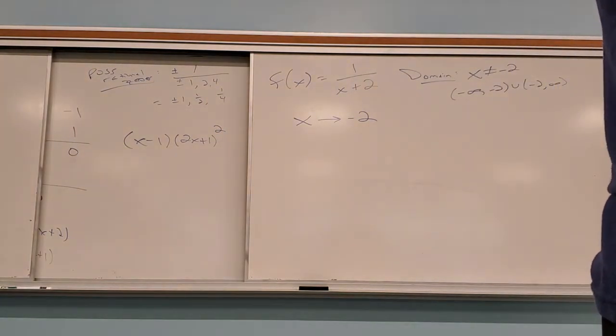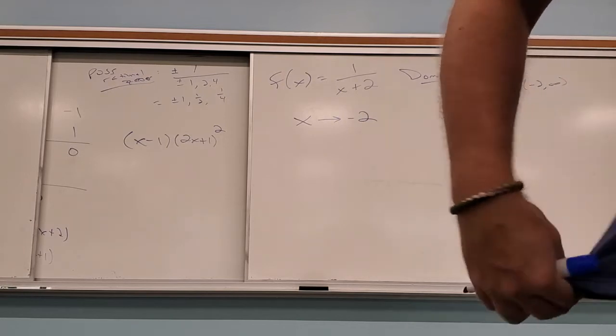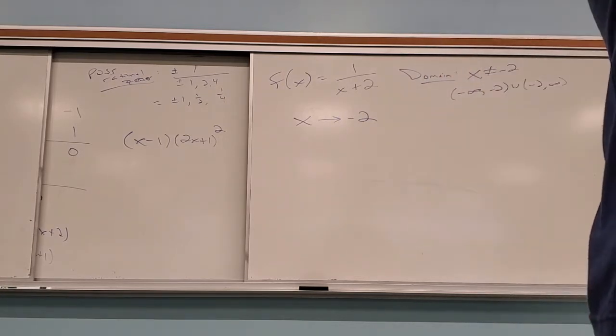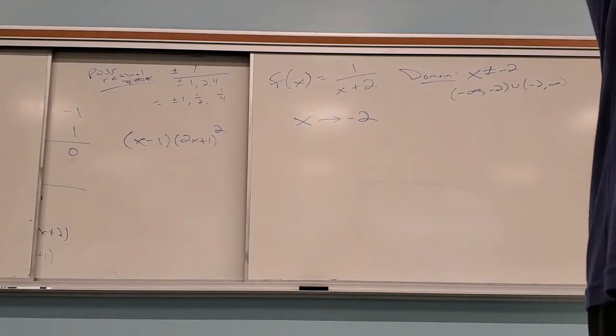Yes? -1.99. Holy shit, right? -1.99. That's pretty close to -2, yes? Can somebody else give me a number on the other side of -2? That's really close to -2. Do you understand what I mean? -1.99 is on this side of -2, yes? What's on this side? Somebody else?